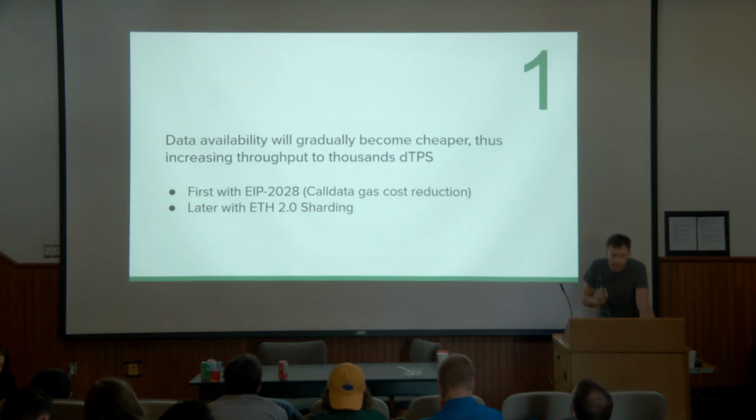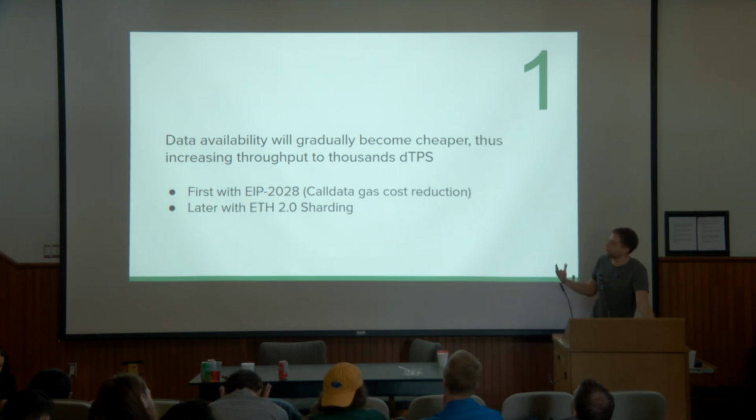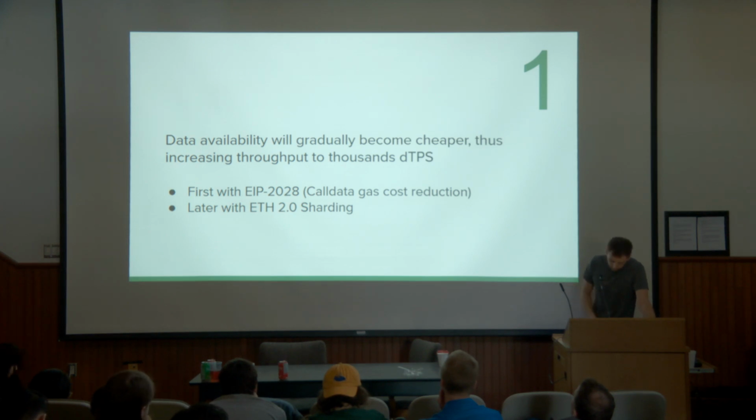Number one, data availability will gradually become cheaper. We'll start with EIP-4844, hopefully, and then we'll progress to sharding, where Ethereum's philosophy for ETH 2.0 is actually to be the data availability layer and consensus layer, and everything else built on top of it will be layer 2, which will inevitably make the cost of data with sharding cheaper. So we will be able to increase the throughput significantly by this.